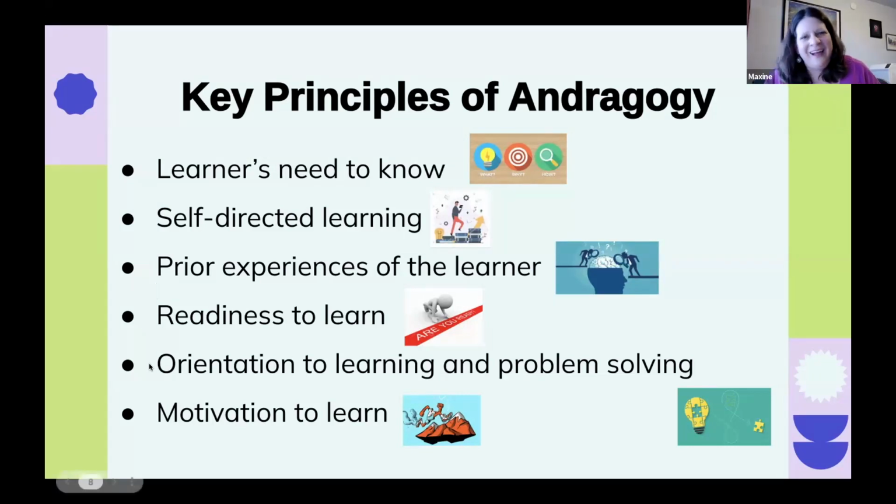The fifth one, I feel like I saw a lot of in the chat: this idea of orientation to learning and problem solving. Knowles talks about how adults in general are less likely to learn just for the sake of learning, right? Certainly there's some intellectual stimulation, we learn for intellectual development, but most of the learning that adults do is to solve a problem, and has a real applicable purpose to it. And that was one of the things that Knowles pointed out.